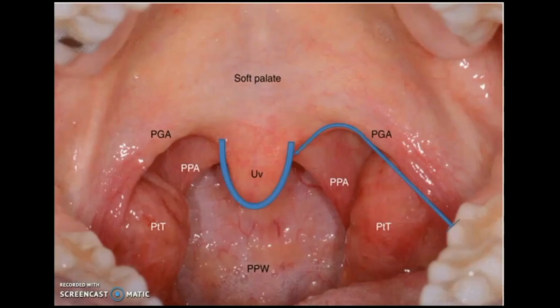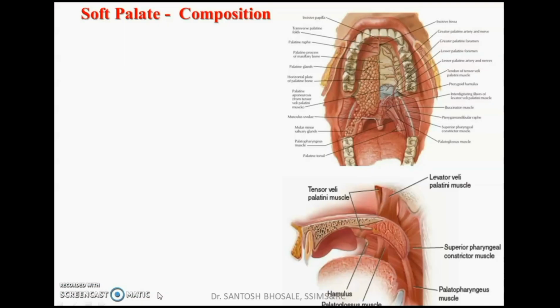You can see that uvula. This is the palatoglossal arch on the left side, the left palatopharyngeal arch, and you can see the left palatine tonsil. So these two arches form the pillars of the tonsillar fossa. This is the right palatoglossal arch, right palatopharyngeal arch, right palatine tonsil. So this palatoglossal arch is involved in the formation of the pharyngeal isthmus, which separates the oropharynx from the oral cavity, that we have discussed.